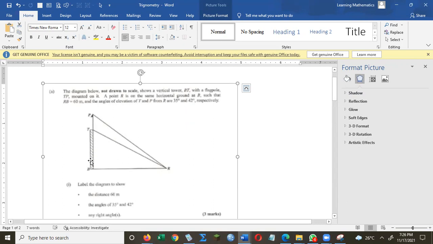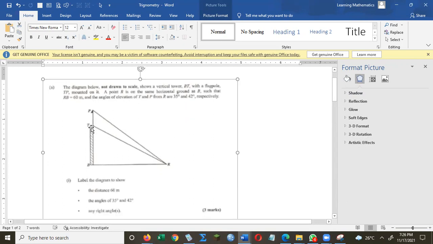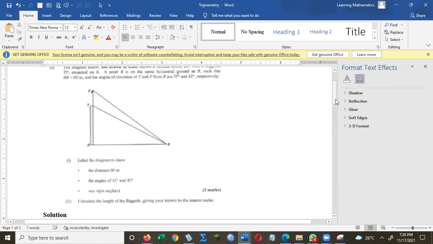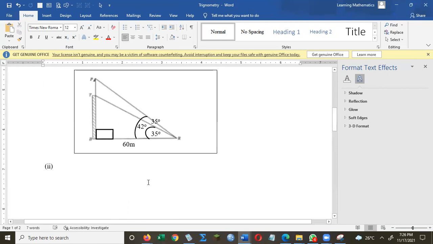So PB is from P right down to B, or B right up to P, which is longer than BT. BT is the height of the tower. So we subtract the height of the tower from BP, the difference will give you our answer, what you're looking for. Okay, so let me just write that down.